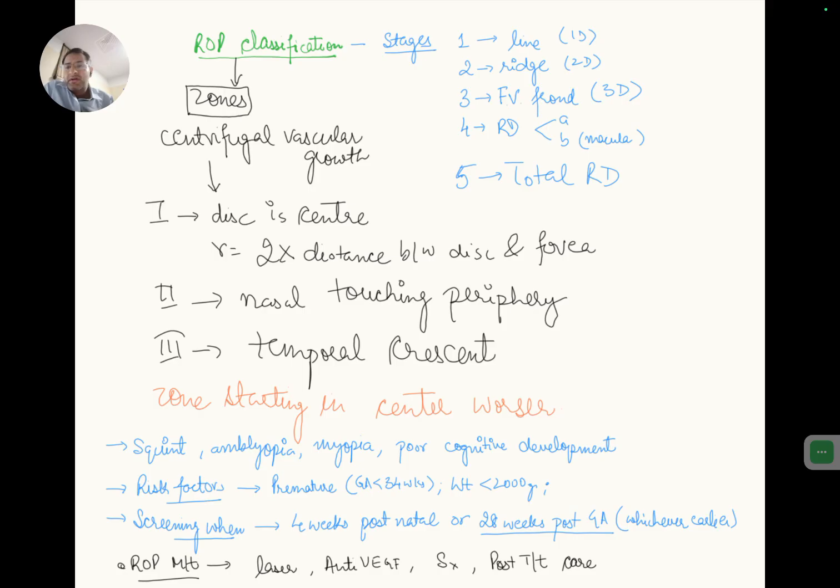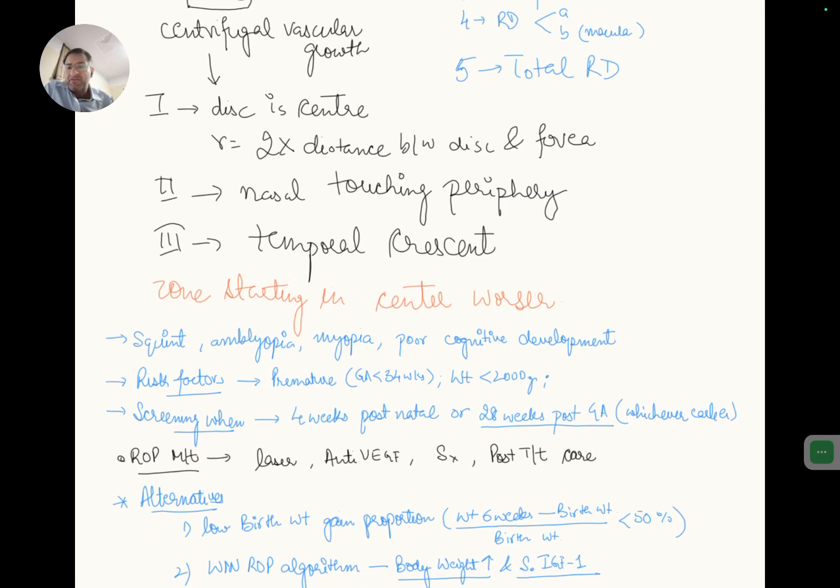What are the symptoms in ROP? The first symptom which can be seen in ROP babies is poor cognitive development, because they are preterm. Their cognition and milestones are also delayed. Other things which can be noted in ROP babies are myopia, amblyopia, and squint.